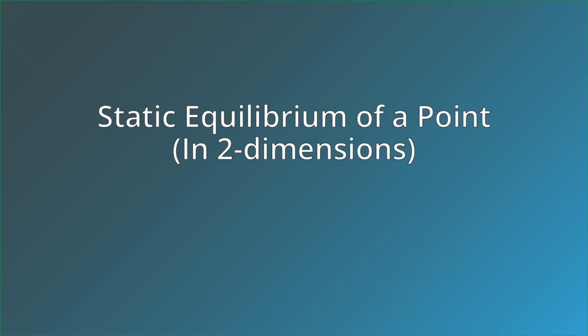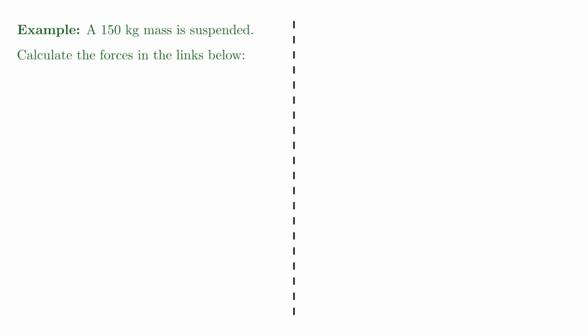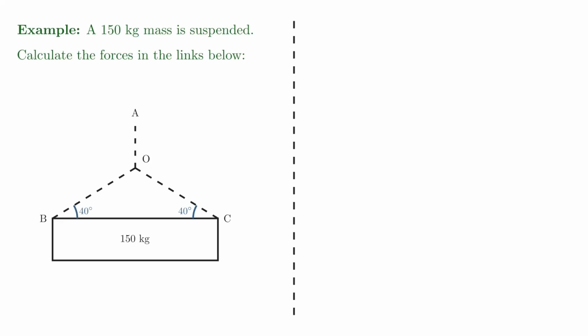In this video, we're going to be solving an equilibrium problem to find the forces in the links. For this example, we have a 150 kilogram mass which is suspended, and we need to find the forces in the links given in the diagram. So we're going to draw a free body diagram, and we're going to assume that the point O is under tension. So we're going to do all of the arrows for the forces going away from point O.